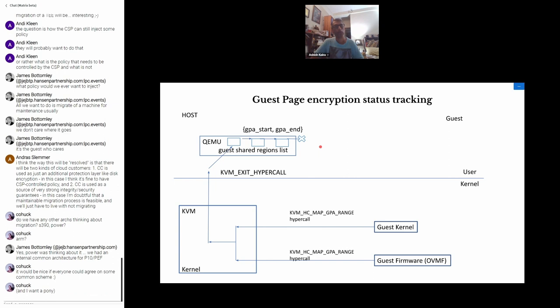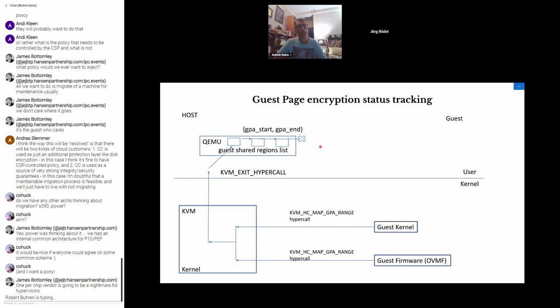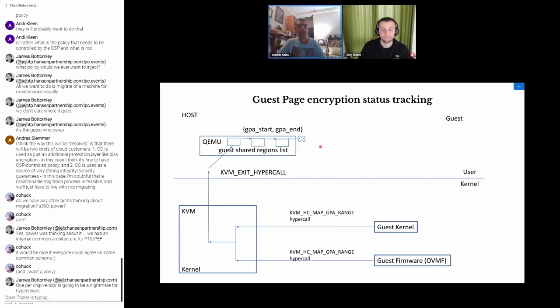So the recommendation at that point was, why not explore other alternatives, the region list, where we know 99% of the guest memory space is actually private memory. So there is no need to maintain that data on the hypervisor, only maintain the data for the shared regions. If you are interested, I can dig up and send you the link for our discussion, but they are all on the KVM mailing list.